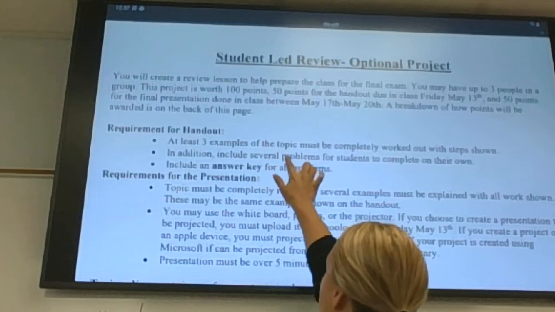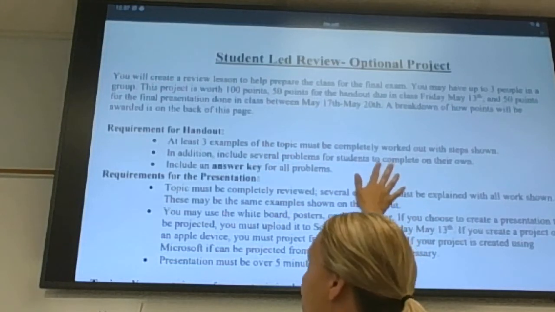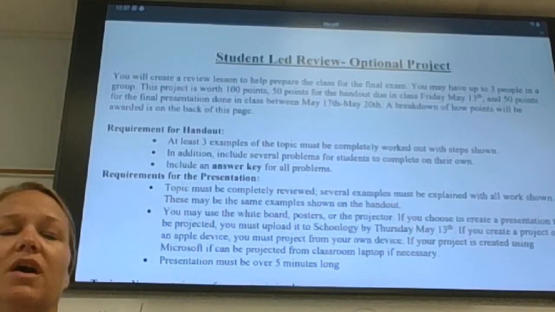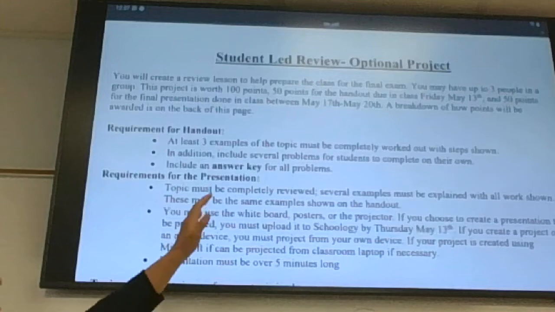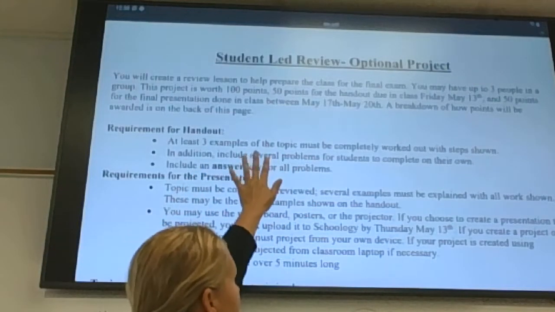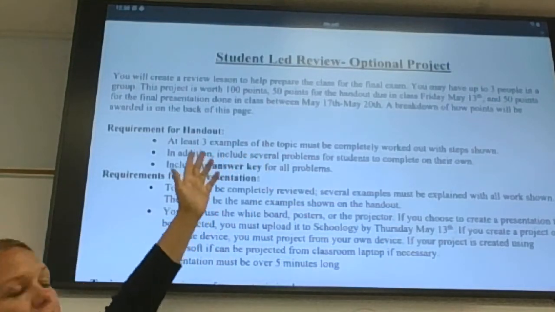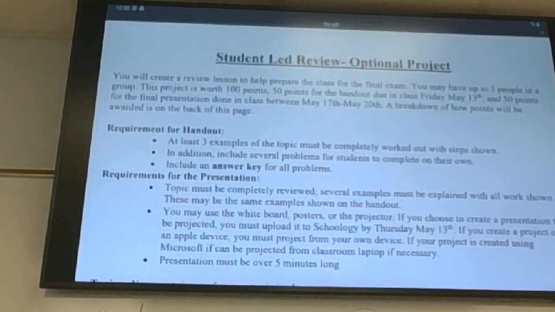After that, you do several problems for the students to complete on their own. Lots of groups want to know, what does several mean? How many problems do I have to show? Well, for graphing, 2 might be enough, or 3. But if it's something like simplifying radicals, maybe you want to put 10 in there that show lots of different types of problems. So I put several here vaguely because every section might have different requirements.